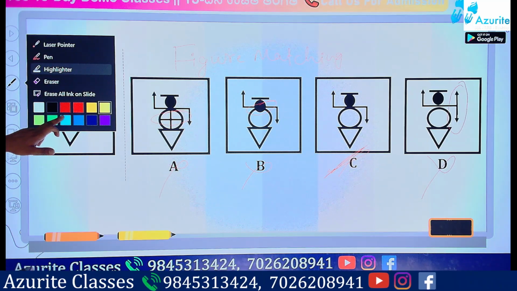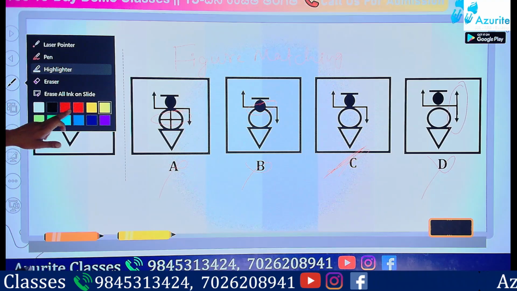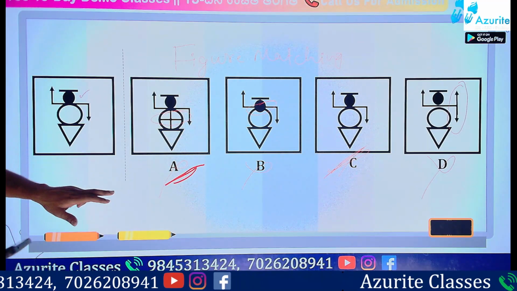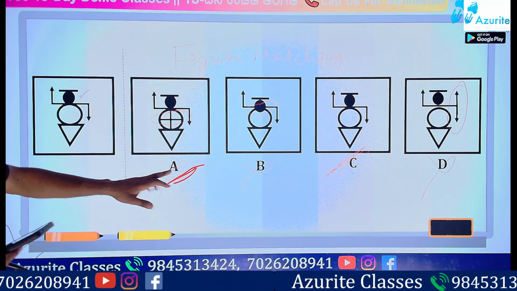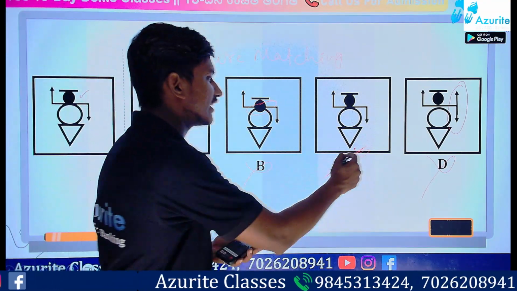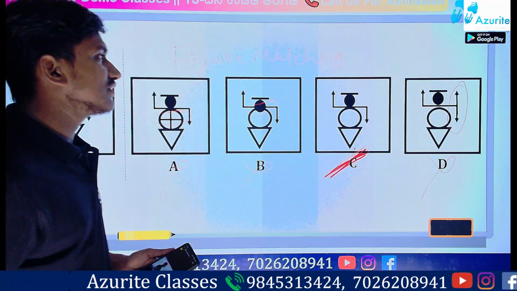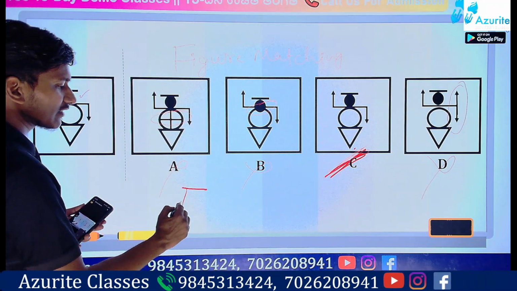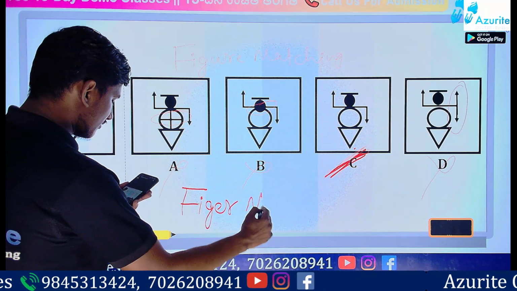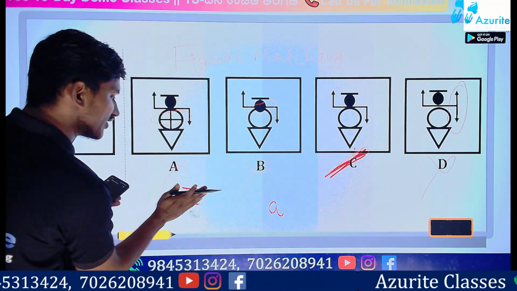So you are not able to see now. Can you see now? Yes. So the answer is option C here. Okay. The answer is option C. What are we learning? Figure matching.